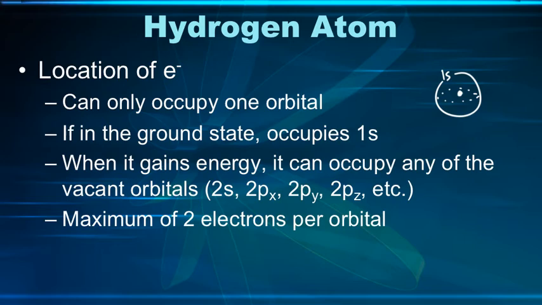When it gains energy, it can occupy any of the vacant orbitals above it. So the next level up, if it gets enough to jump to the n equals 2 level, it could occupy then the 2s orbital. Apologies for the bad drawing here, but I'm doing the best I can. That would be the 2s orbital.